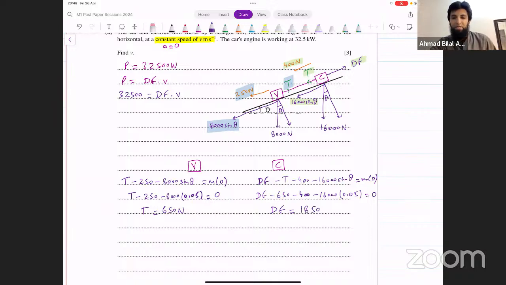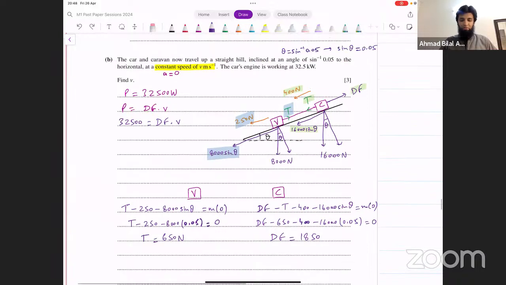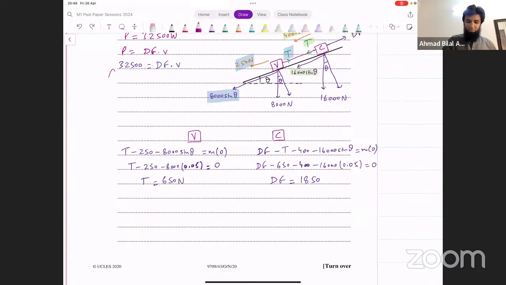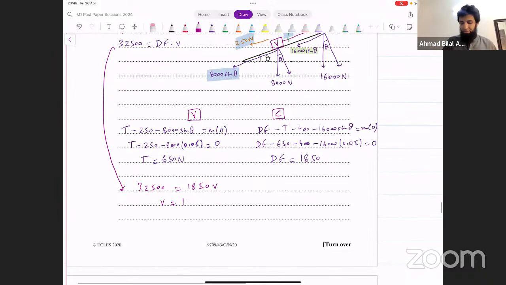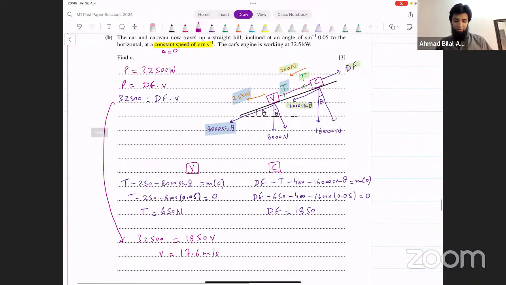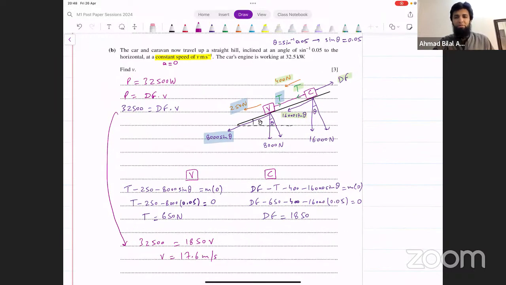That's the driving force. Once you've got the driving force, you can put this back in this equation to get the corresponding speed. So that's 32,500 equals 1850 into V, and that will give you the value for V. You can see what this turns out to be. 32,500 divided by 1850, and that's giving me 17.568. You can say that's 17.6 meters per second. That's the speed that we were looking for. That's quite some work for 3 marks, but this is how you could do it.